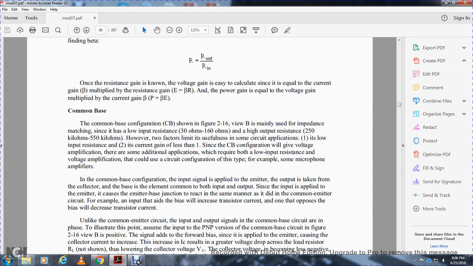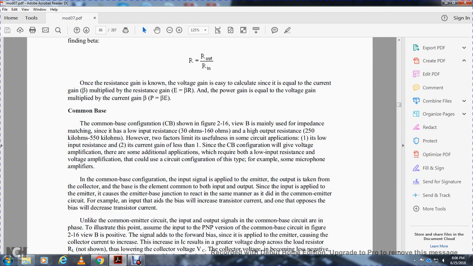Now the common base. The common base configuration, shown in Figure 2-16 view B, is used mainly for impedance matching, with an input resistance of 30 to 160 ohms and an output resistance of 250 kilohms to 500 kilohms. However, two factors limit its usefulness in some circuit applications: the low input resistance and a current gain of less than 1 in the common base configuration.